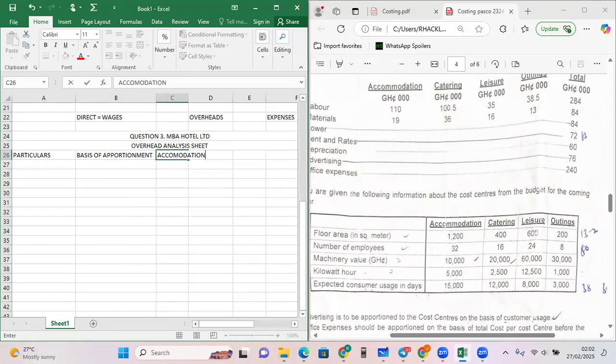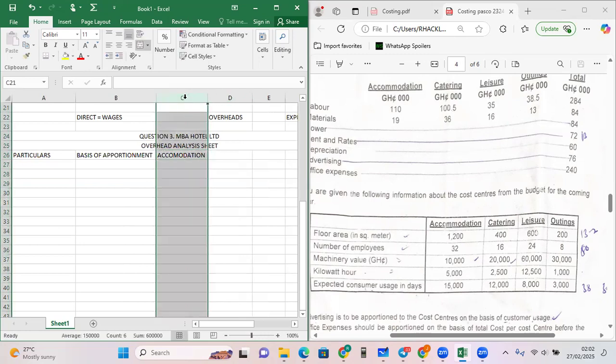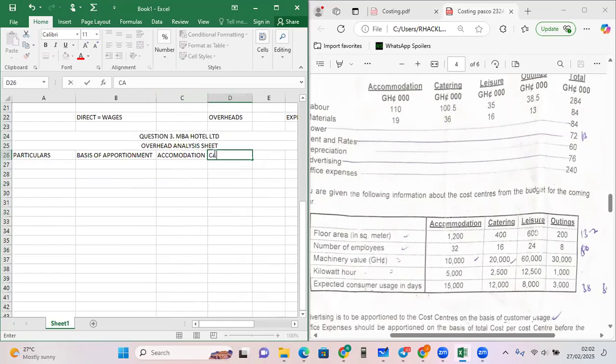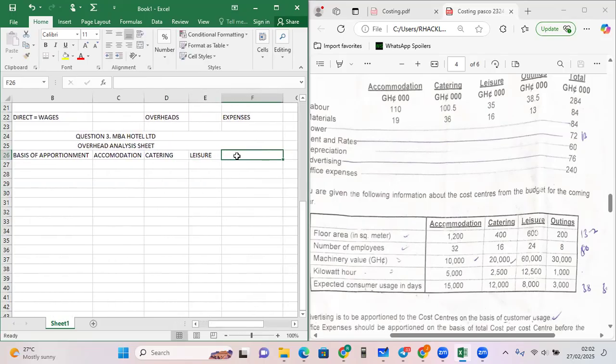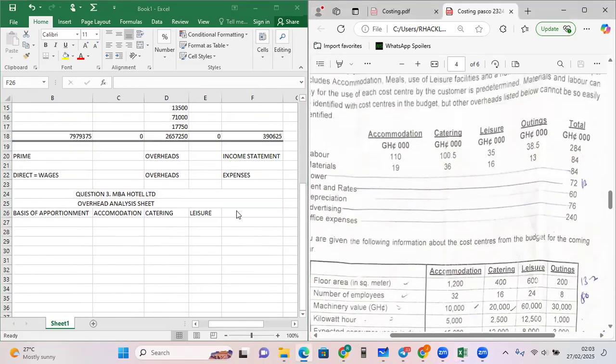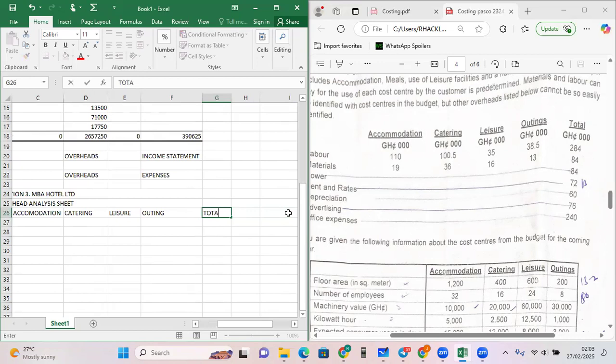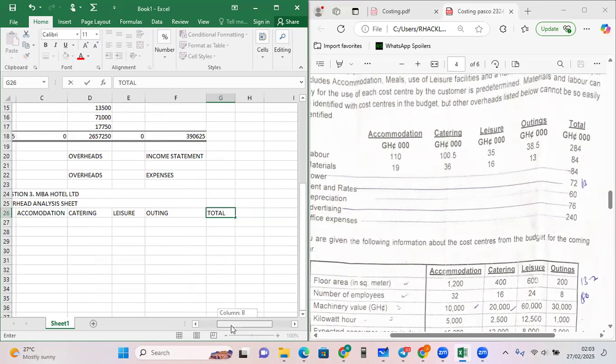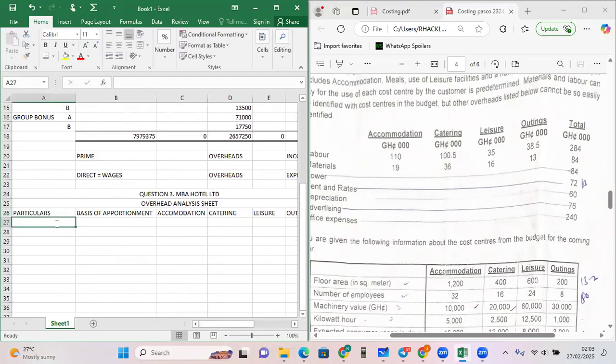Then catering, leisure, and outing. Let's just put everything here.